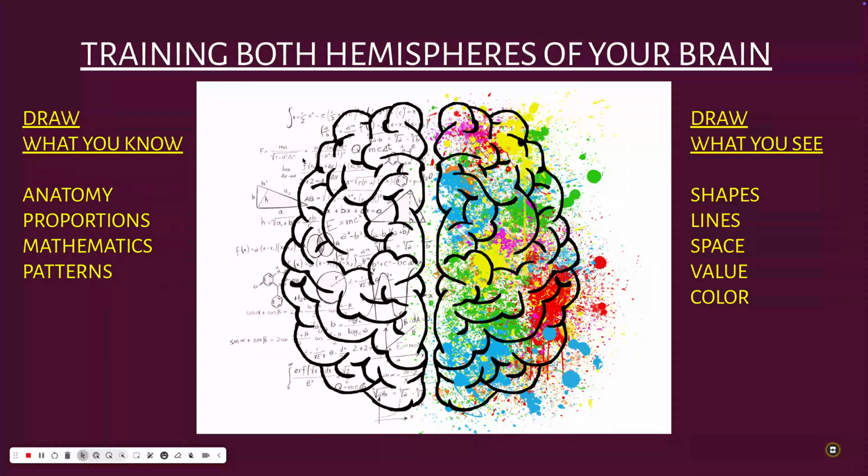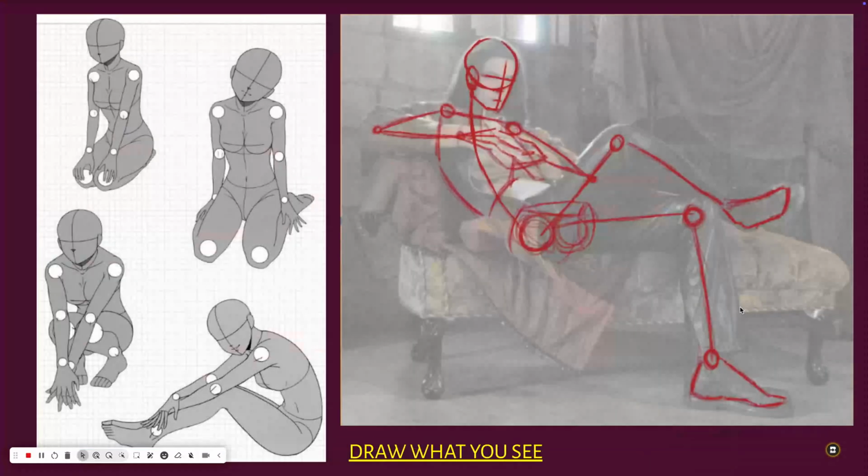On the other hand, if you're using more of that concept of the right hemisphere, this is when you draw what you see. This is when you erase from your brain what exactly you are drawing, and you are focused only on shape, line, space, value, color, all in relation to each other. When we're drawing the figure, you are going to be doing both of those things.